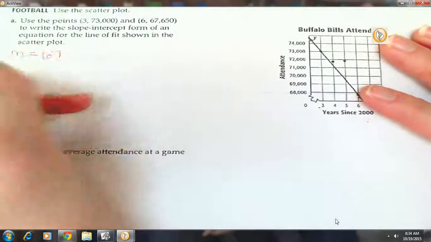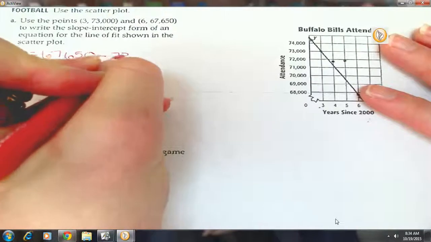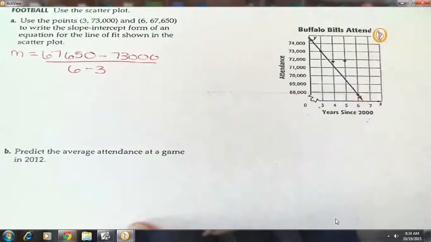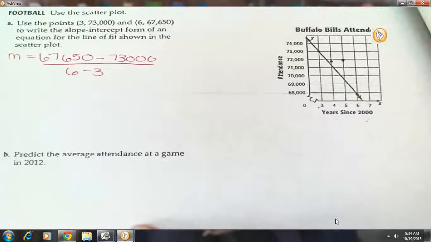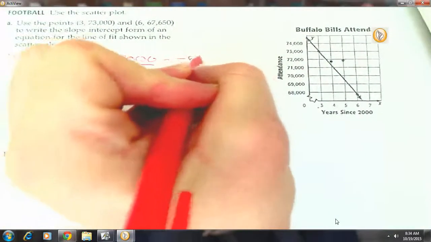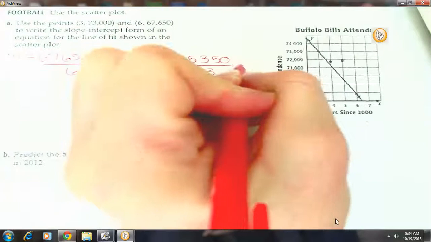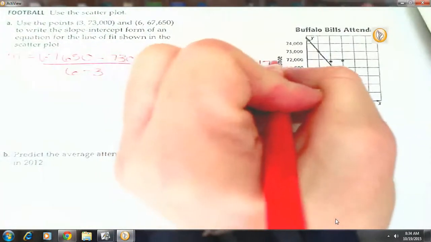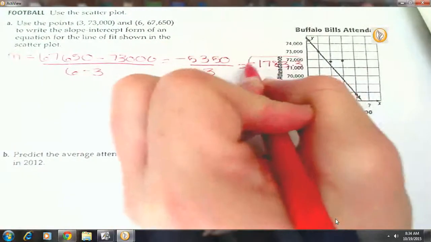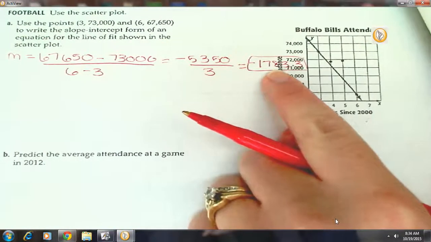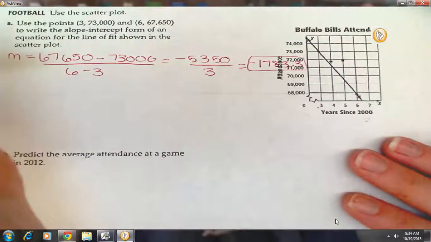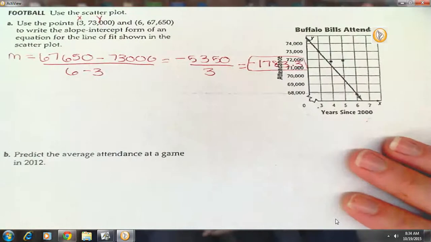So 67,650 minus 73,000 divided by 6 minus 3. Some of you left it as a fraction, which is fine. Some of you went ahead and made it a decimal, which I'm okay with as well. You can read this here. It says negative 1,783.3. Next, I'm going to use one of my ordered pairs, and I'll use the first one to help me find b.